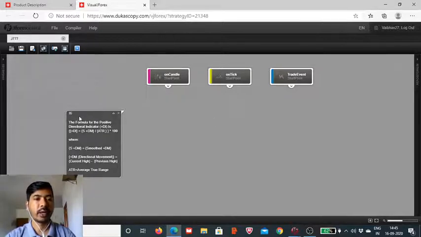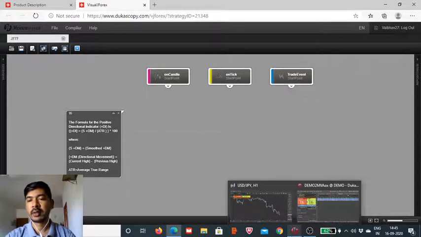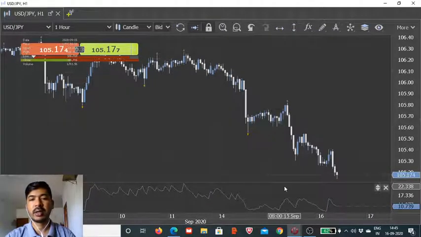This is the formula given here. We have to take the DM, and to smooth it we take the cumulative summation of the directional movement indicator, and then we divide it by the ATR and multiply it by 100. So we get this formula for plus directional indicator, the positive directional indicator. Now let us head to the chart.